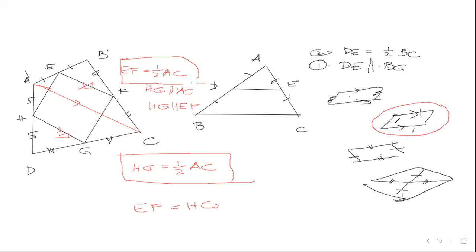If you know that one pair of opposite sides are equal and also parallel, you can conclude that this is a parallelogram. And that's exactly what we wanted to conclude, that EFGH is a parallelogram. That follows from the fact that HG is equal to EF and parallel to it, and therefore by a theorem in geometry, this figure is a parallelogram. This is a theorem: if one pair of opposite sides of a quadrilateral are equal and parallel to each other, then that quadrilateral is a parallelogram. So that proves the first part.